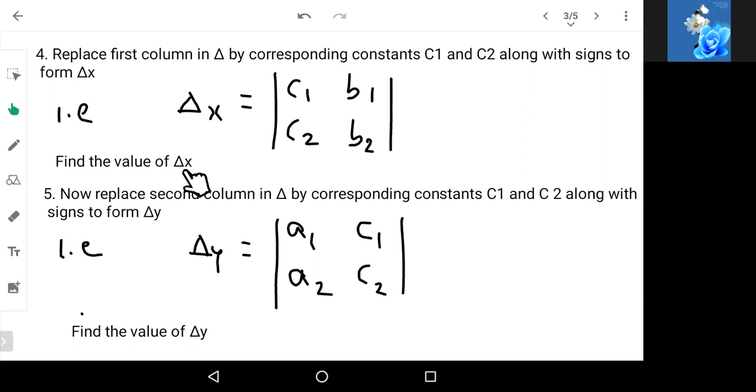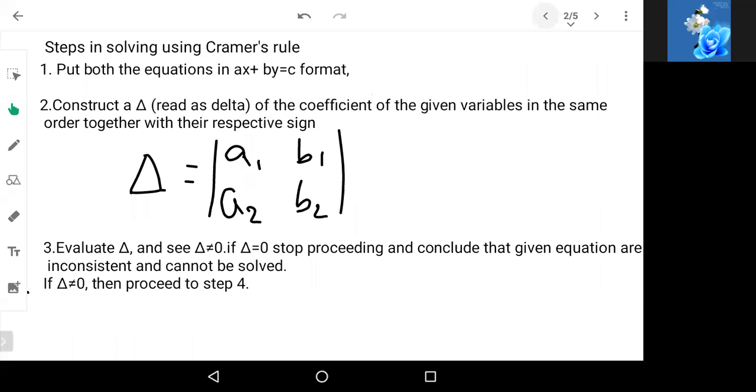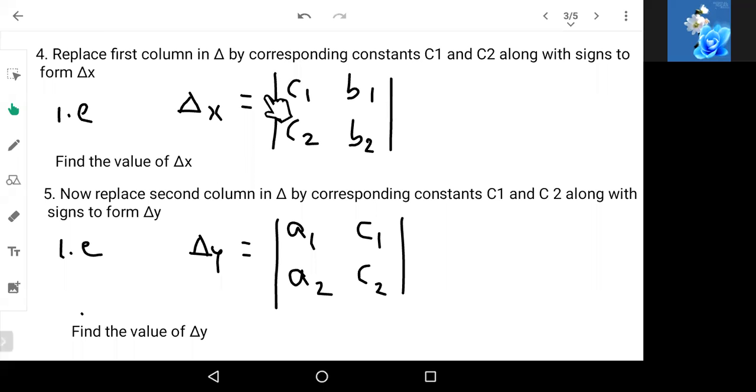Now find the value of delta x, and after this you will get some value for delta x. Keep this aside. Now the next step, in the same delta, in the place of B1, B2, replace the constant. Here, in the place of A1, A2, you replaced constants. Now in the next step, in the place of C1, C2, replace the constants. Now when you do this, this will become delta y.